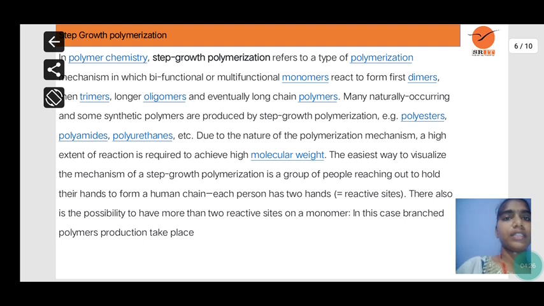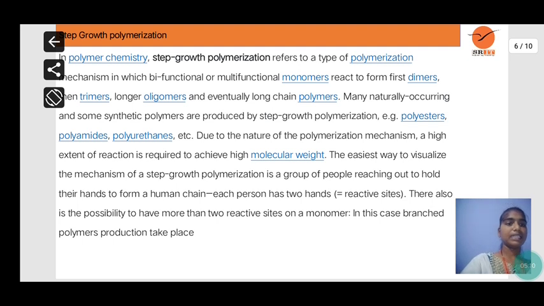Step growth polymerization. In polymer chemistry, step growth polymerization refers to a type of polymerization mechanism in which bifunctional or multifunctional monomers react to form first dimers, then trimers, longer oligomers, and eventually long chain polymers. Many naturally occurring and some synthetic polymers are produced by step growth polymerization. Examples: polyesters, polyamides, etc. Due to the nature of the polymerization mechanism, a high extent of reaction is required to achieve high molecular weight.